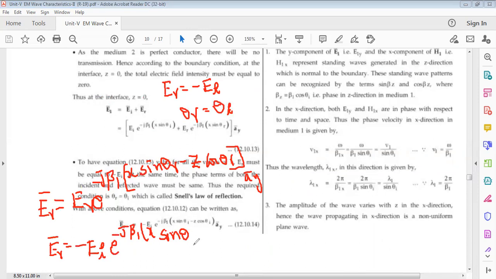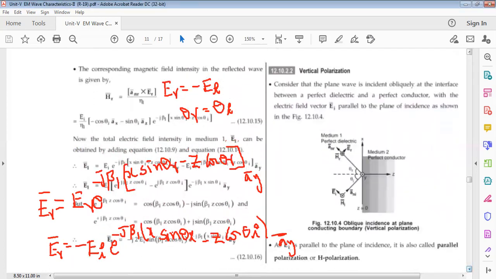Now I am replacing the theta r as theta I, minus z into cos theta I into ay bar. So totally I change the ER bar in terms of EI and theta I: EI into e power minus j beta 1 minus z into cos theta into ay. Got it, my students?